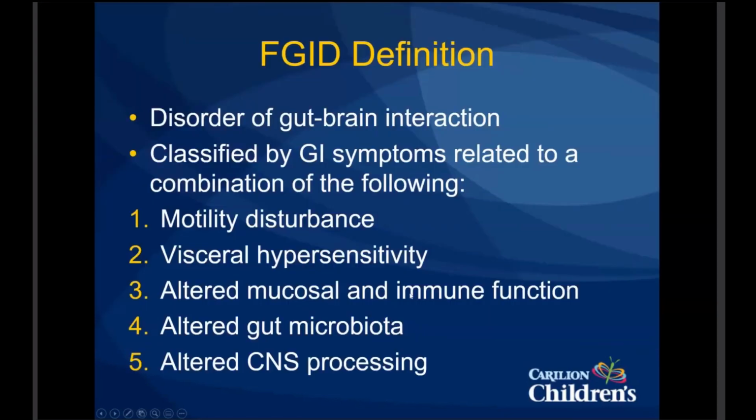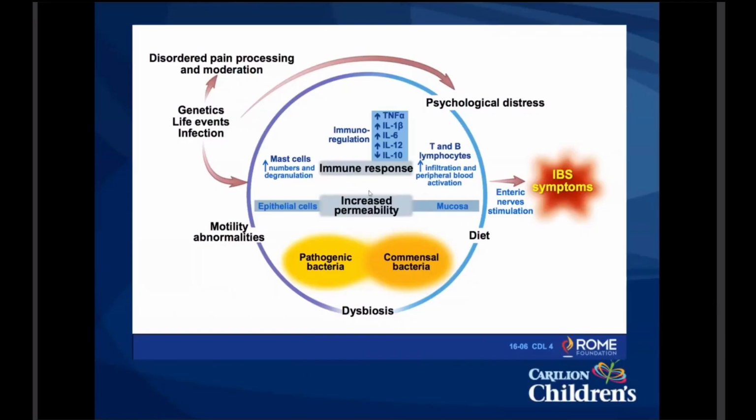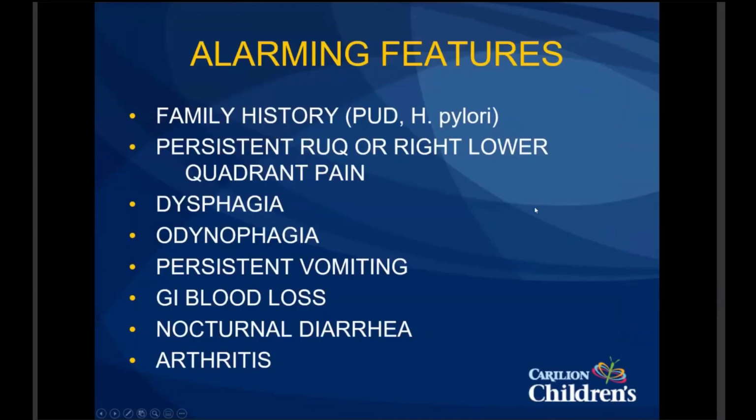So let's talk about the definition. We talk about disorders of gut and brain interaction. These are classified by GI symptoms related to a combination of the following: motility, visceral hypersensitivity, altered mucosal and immune function, altered microbiota, our own good or bad bacteria, and central nervous system processing. This diagram explains this conglomerate of variables: our diet, dysbiosis, baseline motility abnormalities, our own genetics, life events, infection, and disordered pain processing with psychological stressors, all together driving enteric nerve stimulation and then the symptoms, in this case irritable bowel syndrome. Always keep in mind alarm features, red flags of any organic disease.